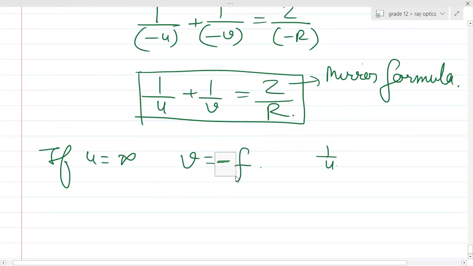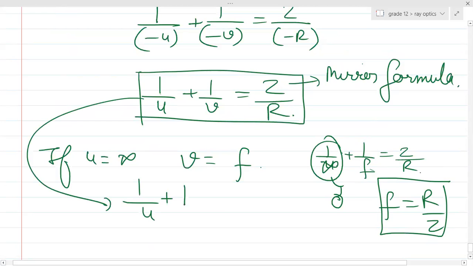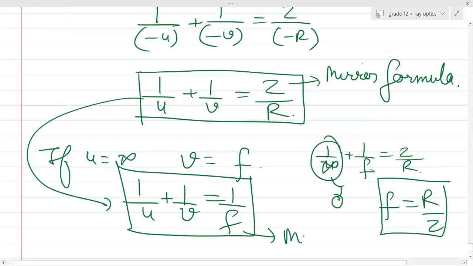Here we only have to take the distance, so 1 by u is basically 1 by infinity. 1 by v will be 1 by this, and the right side will be 2 by R. So in place of v, I can write the focal length, and from here 1 by infinity is basically 0. So from the definition of focal length, f is equals to R by 2, or 1 by f is basically equals to 2 by R. So this formula which generally people write is basically this, and this becomes your mirror formula.